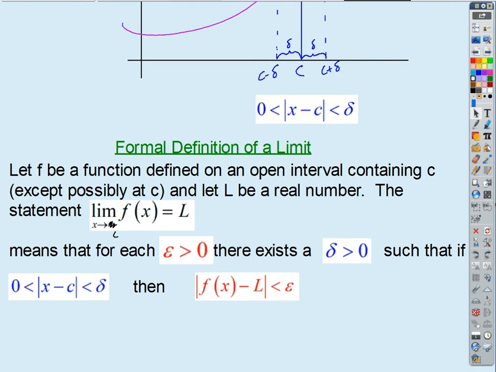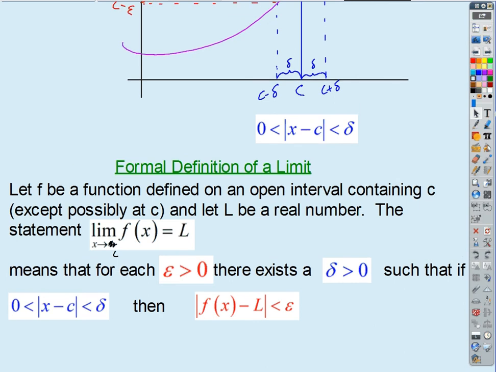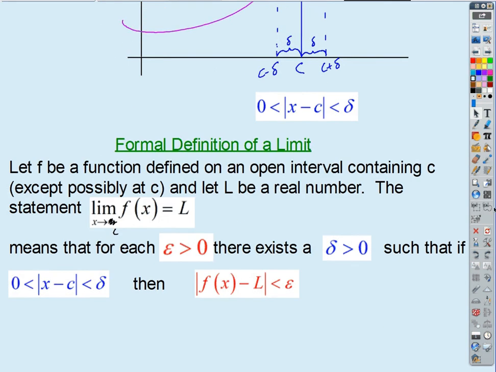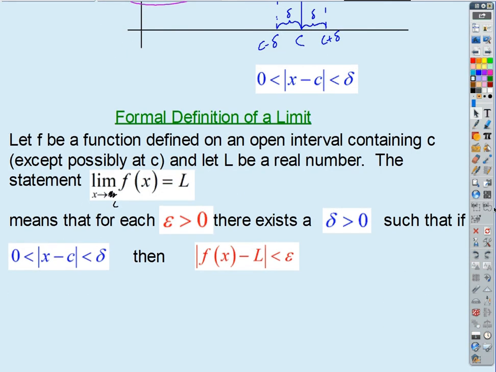So if this limit exists, then for every value of epsilon, every value we choose for our target accuracy around L, there's going to exist some delta that's going to ensure that we hit our target, right? We can specify a width of the neighborhood defined by delta that's going to make sure we hit our target accuracy. Okay? That's the formal definition of a limit. So what can you do with that?